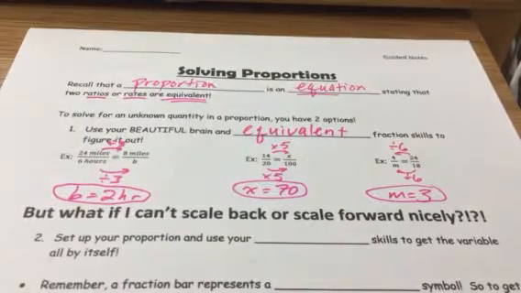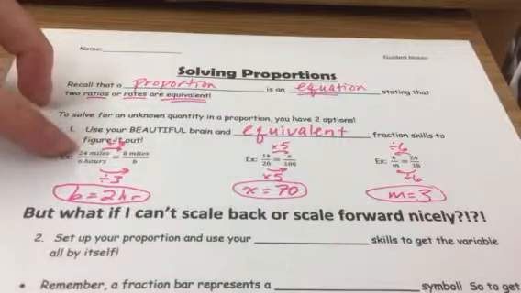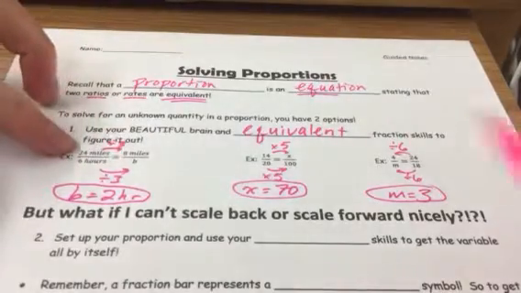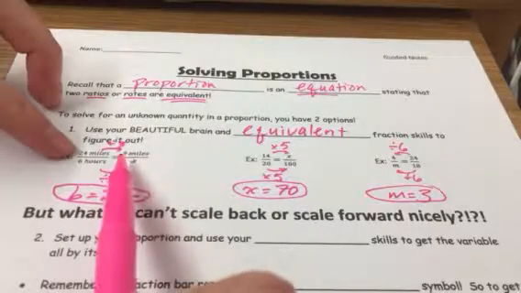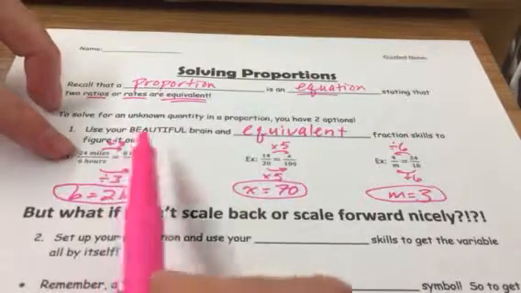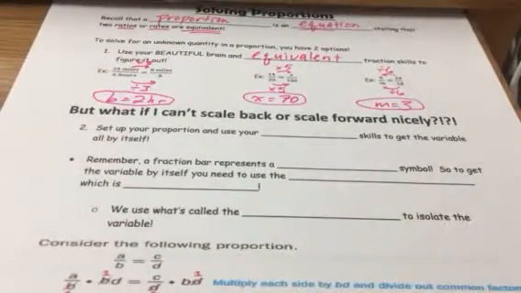So these are really nice, simple ones. But what happens if, let's say, we had gone from 24 not to 8 but to 10? Can you scale back from 24 to 10 nicely? Unfortunately, you can't, not using your multiplication and division skills. So this is where our algebra skills will come in, and we're going to do a thing called the cross product. Okay, so this is how it's going to work.